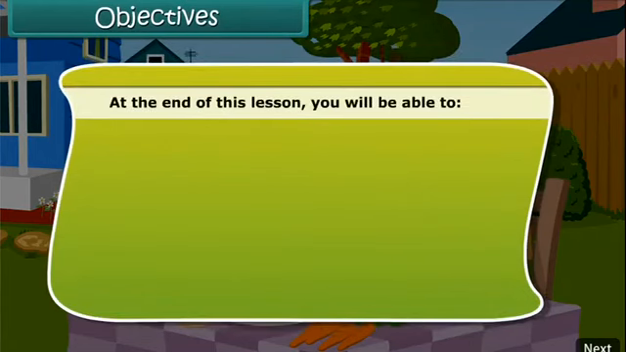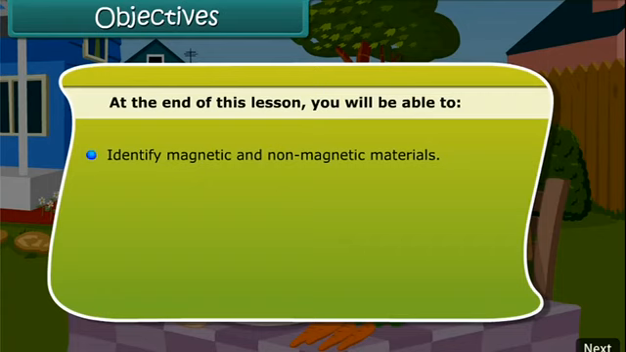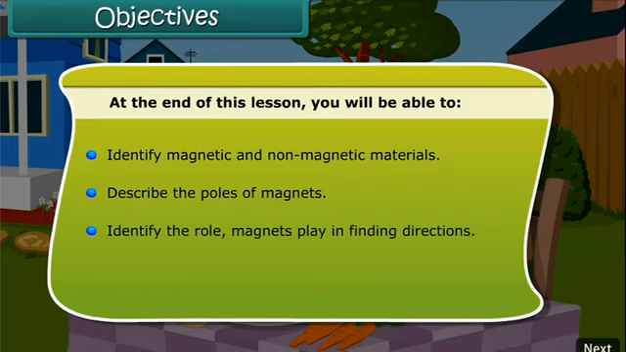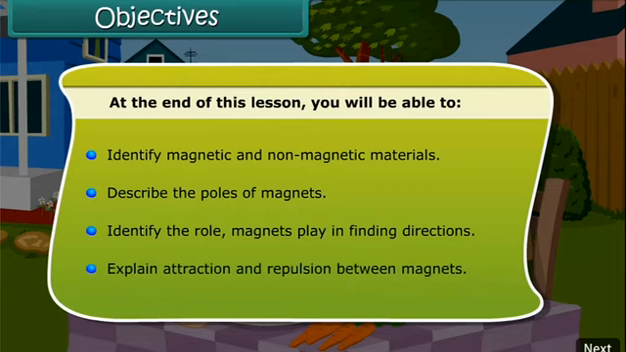At the end of this lesson, you'll be able to identify magnetic and non-magnetic materials, describe the poles of magnets, identify the role magnets play in finding directions, explain the property of attraction and repulsion between magnets.